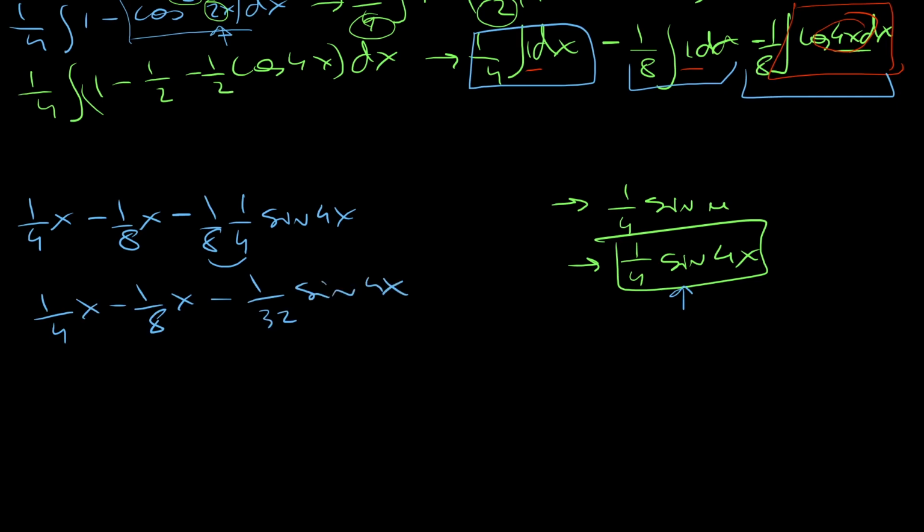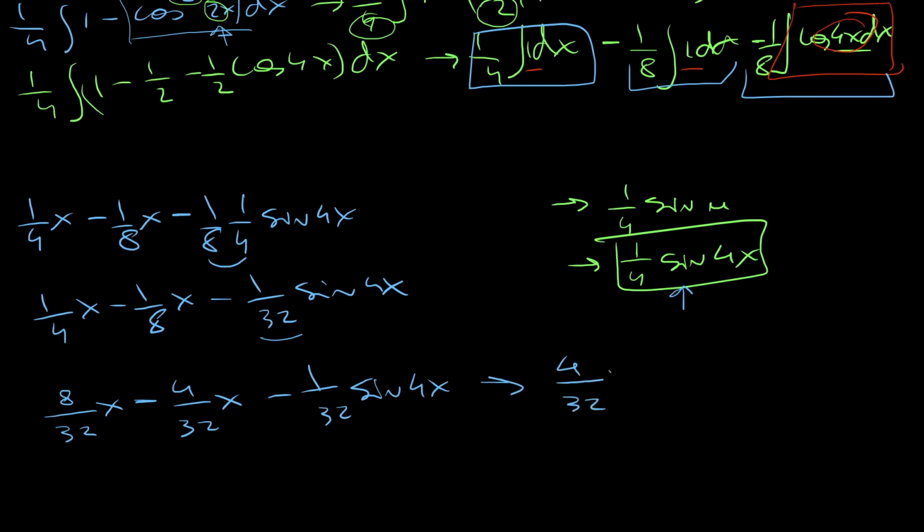We can simplify the expression further because we have 32 here. The minimum multiplier we have here for 4 is 8. So it's 8 divided by 32 x, and then minus 4 divided by 32 x, minus 1 divided by 32 sine of 4x. I'll add the constant at the end. So 8 minus 4 is 4. So 4/32 x minus 1/32 sine of 4x plus C. This is your final answer.